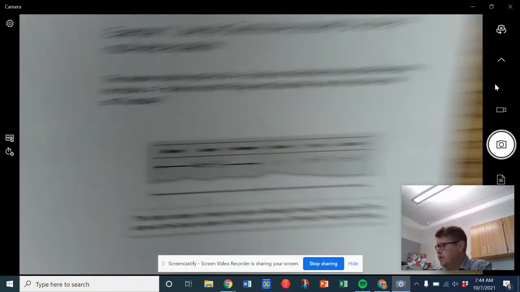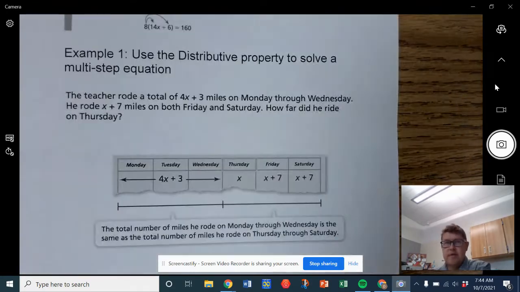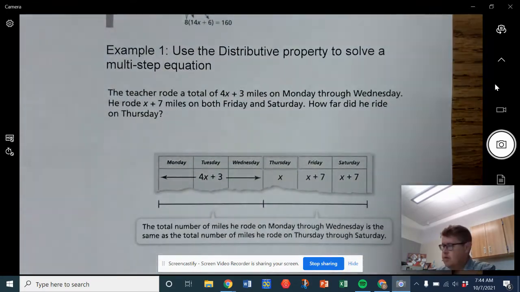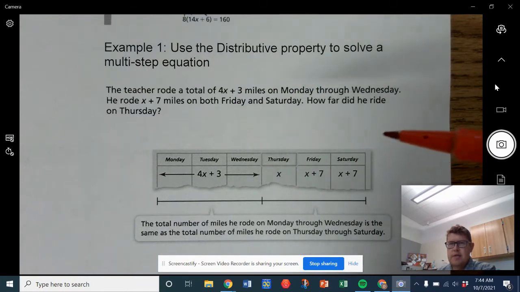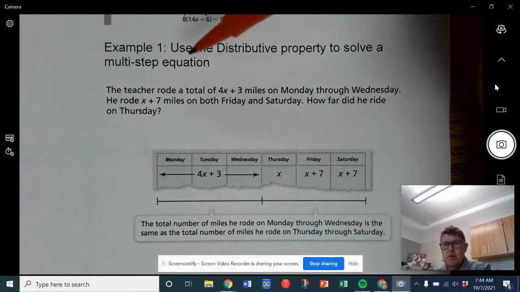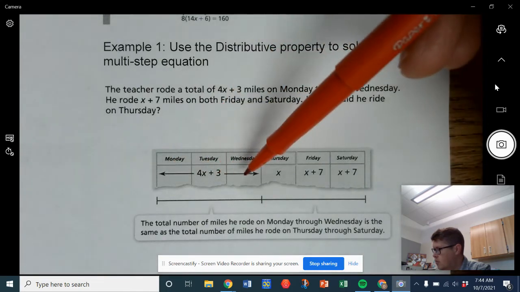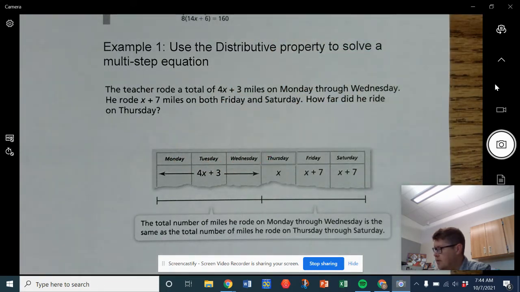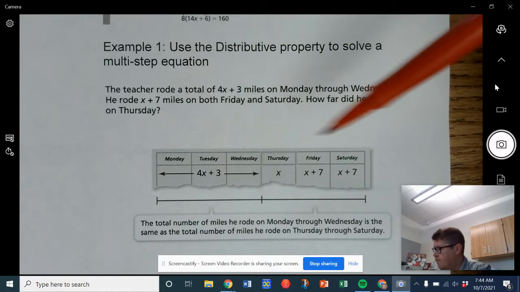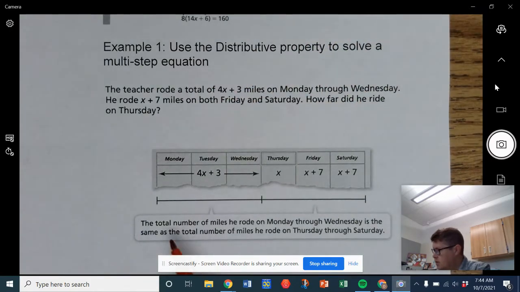Okay. So for this first one, we're going to use the distributive property to solve a multi-step equation. The teacher, who's a math teacher who tracks how much he bike rides, wrote a total of 4x plus 3 miles on Monday through Wednesday. He wrote x plus 7 miles on both Friday and Saturday. How far did he ride on Thursday? So the total number of miles he rode on Monday through Wednesday, this 4x plus 3, is the same as the total number of miles he rode on Thursday through Saturday.